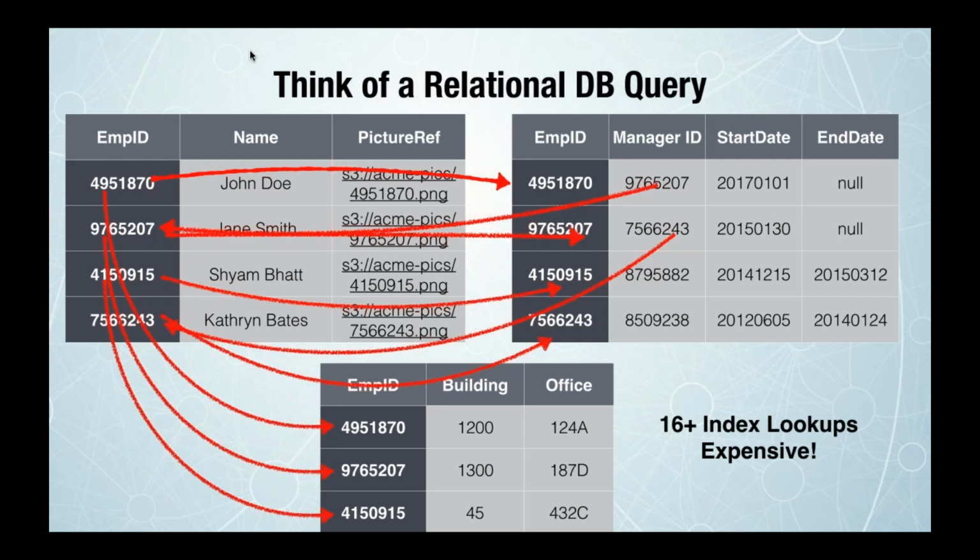16 is what I counted here just quickly. It may be actually more. But you're doing index lookups for each of these employees and then going to their managers, doing index lookups on those managers to find the manager in the employee table to find out their name, etc. And then you're doing index lookups, obviously, to figure out what building and office people are in. So these index lookups that happen on every join operation are quite expensive.